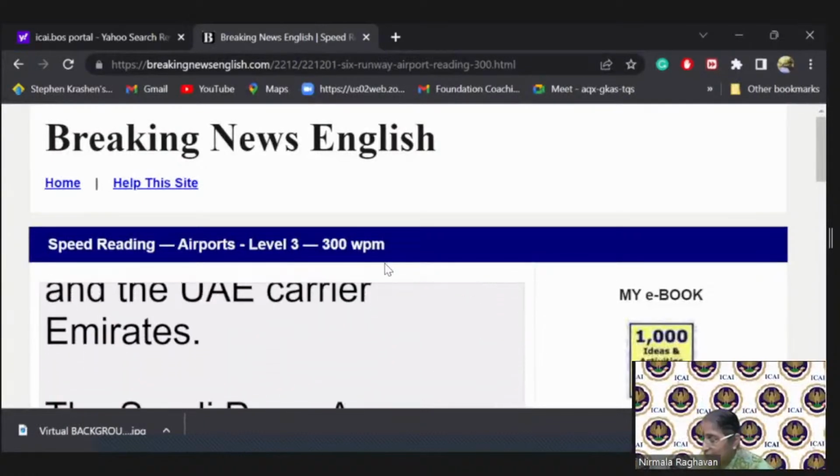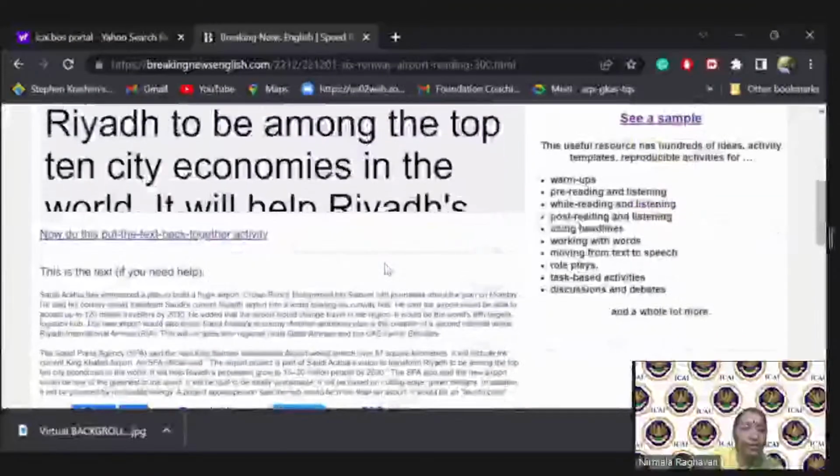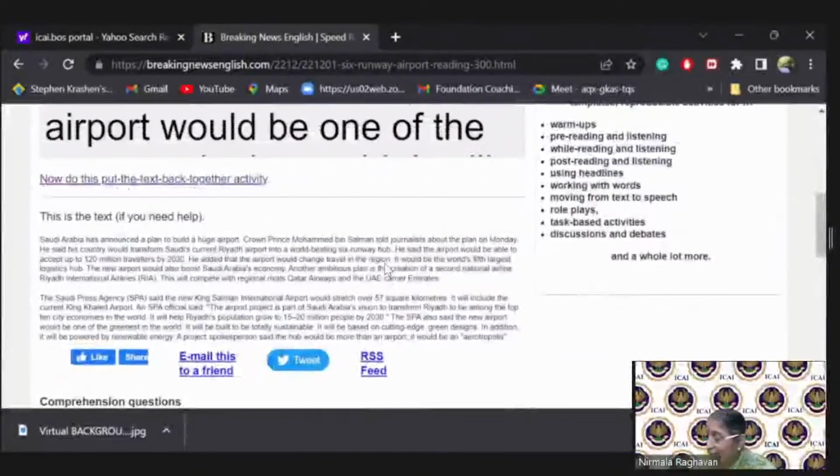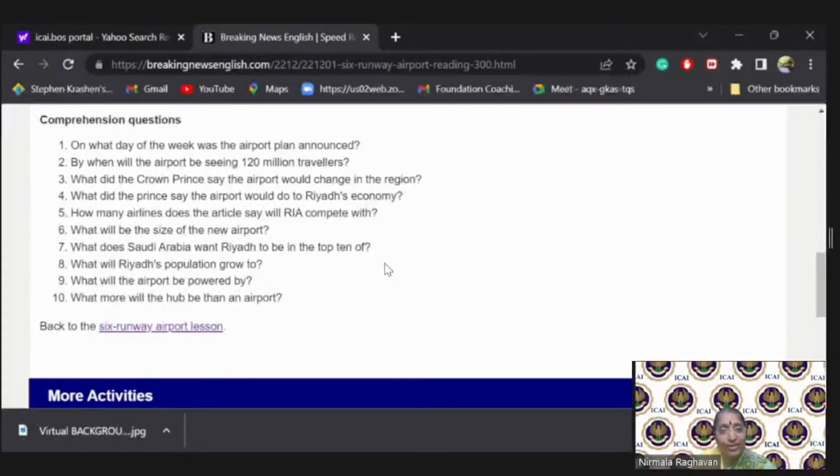So you have 3 levels. You may start with level 1, then move to level 2, then move to level 3. Now the text is also here if you want to check whether you've read it correctly. And now you have comprehension questions. You have 10 comprehension questions. You have to answer these questions based on the passage that you have read. This will help you practice really well, and you will be able to answer any kind of passage that comes to you in your question paper. Practice once a day, and you will see yourself doing it really, really well.